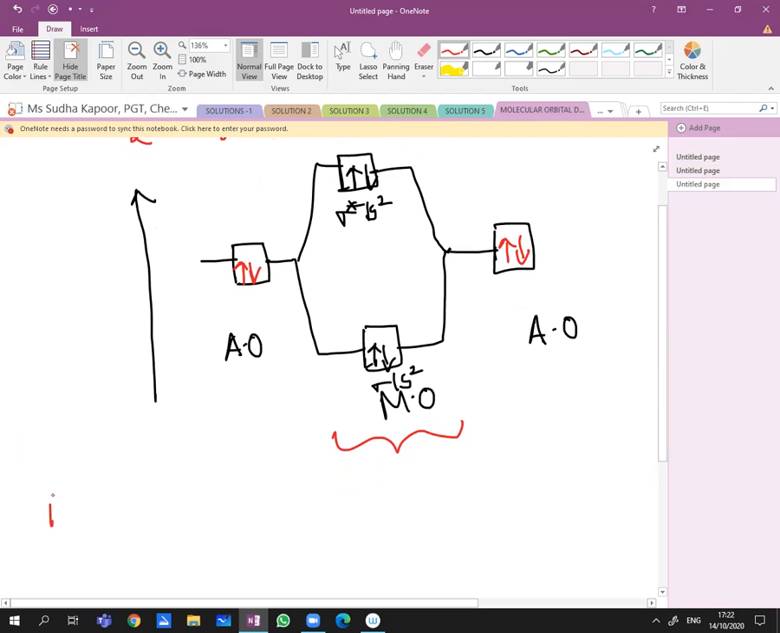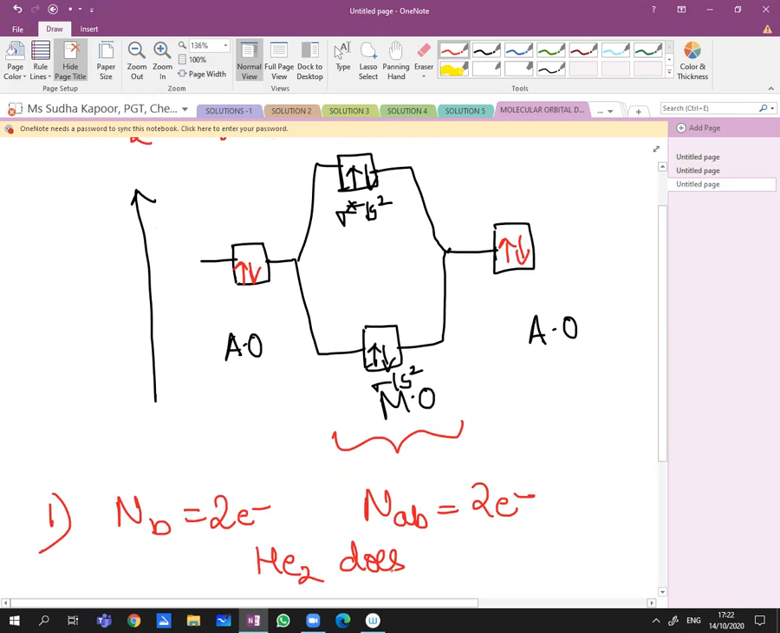In this case, the number of bonding electrons is 2 and the number of anti-bonding electrons is also 2. So the number of bonding is equal to anti-bonding. So the molecule is not going to be stable. Hence it is unstable in nature, or we can say that He2 does not exist.